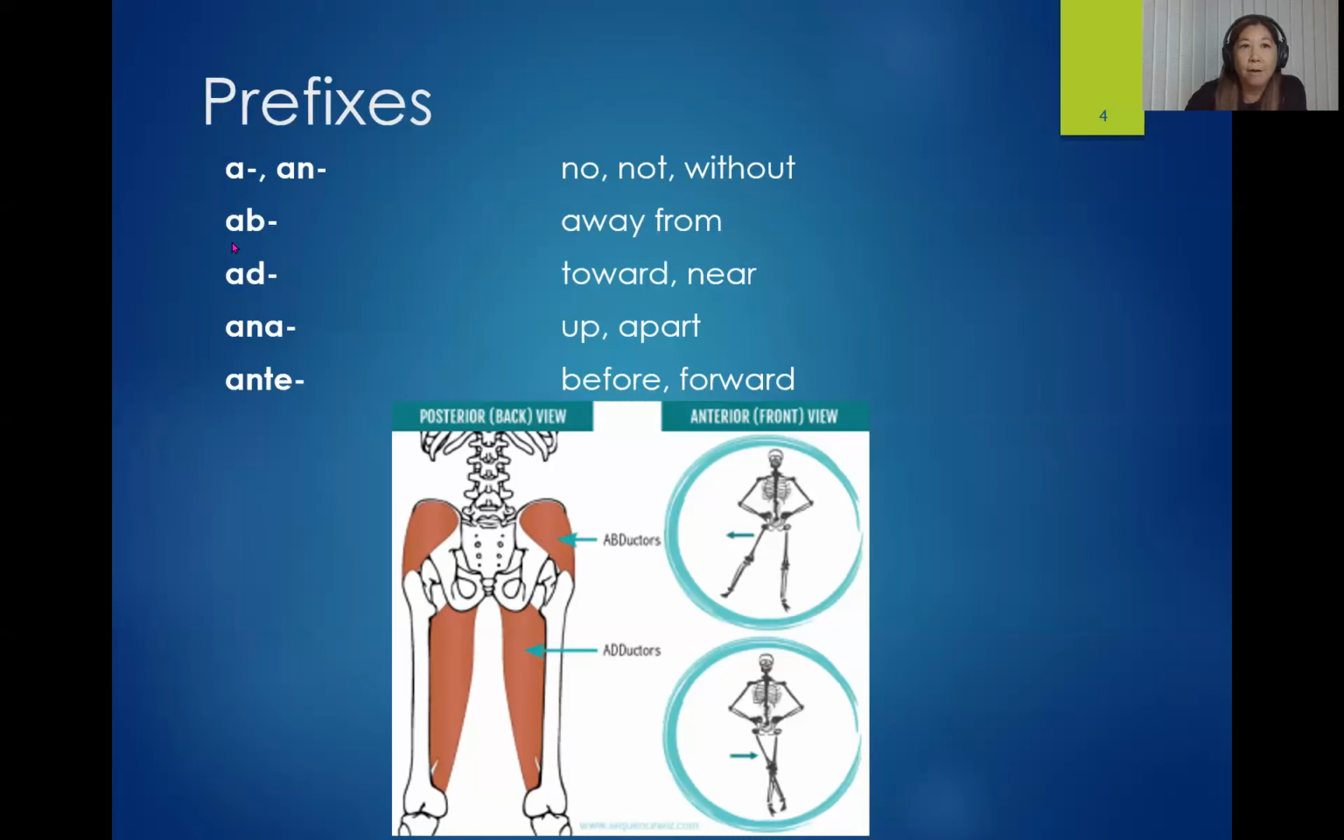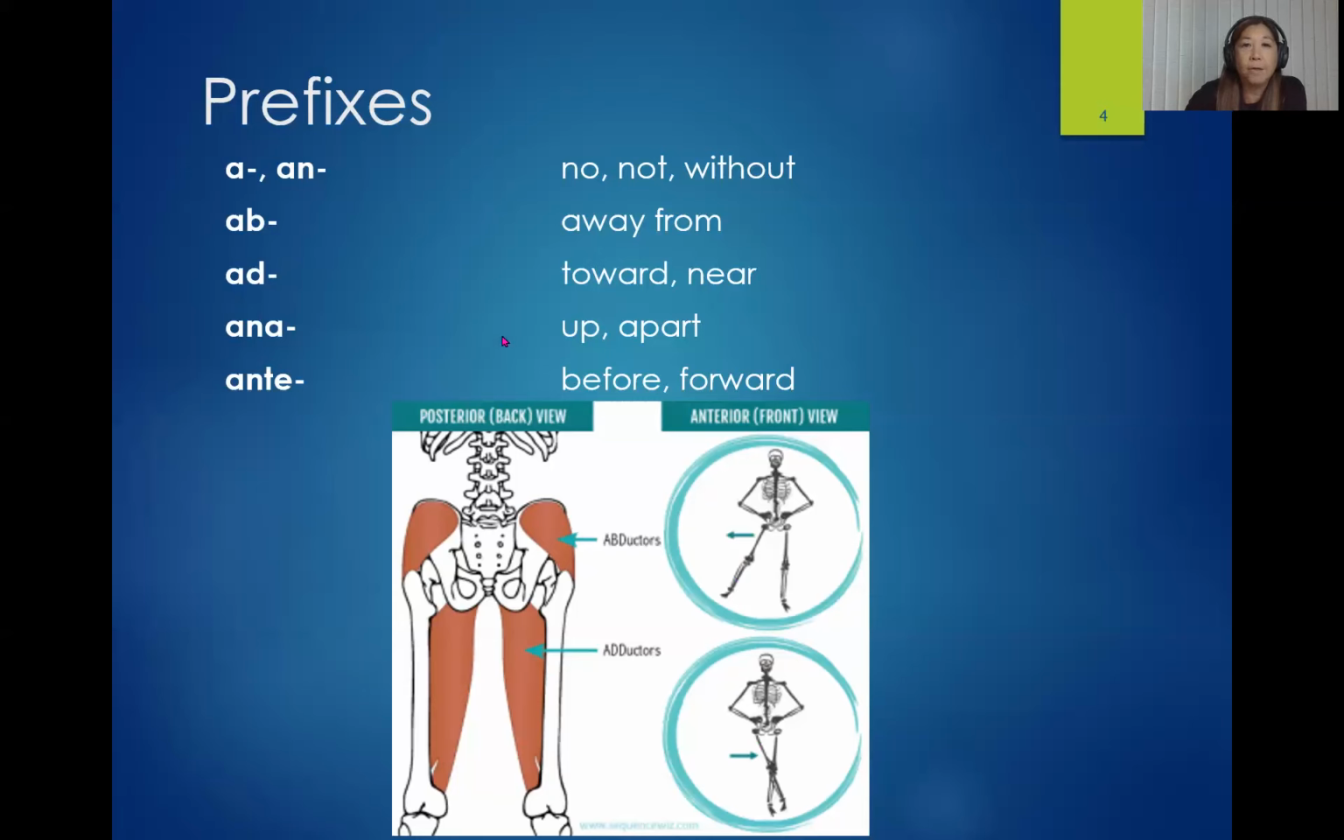The companion prefix is ad, which means toward or near. So the adductor muscles, which are on this side of the bone, they are responsible for bringing the leg back in. Sorry, this is kind of cut off a little. Maybe move that up to here, right? So when we abduct, we move the leg away. When we adduct, we bring the leg towards the midline.